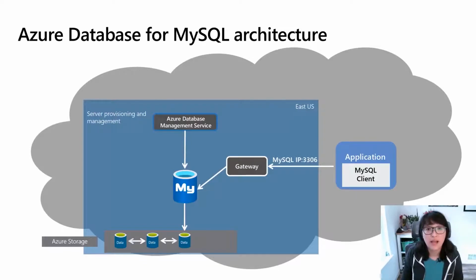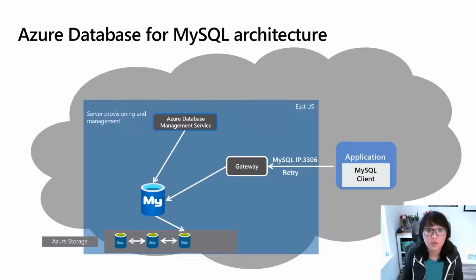Next, I wanted to highlight what happens if something might go wrong with the MySQL server itself. The Azure Database Management Service can detect unhealthy nodes, and from there it will stand up a new MySQL server, and then the gateway gets rerouted and now points to the updated server hosted in the backend for your MySQL server. And from there, we definitely recommend having retry logic built into your application to reconnect, and then once the server is back up and running, it will continue that connection.